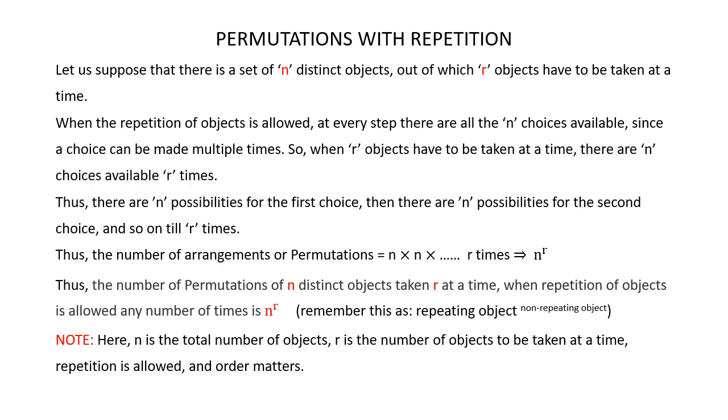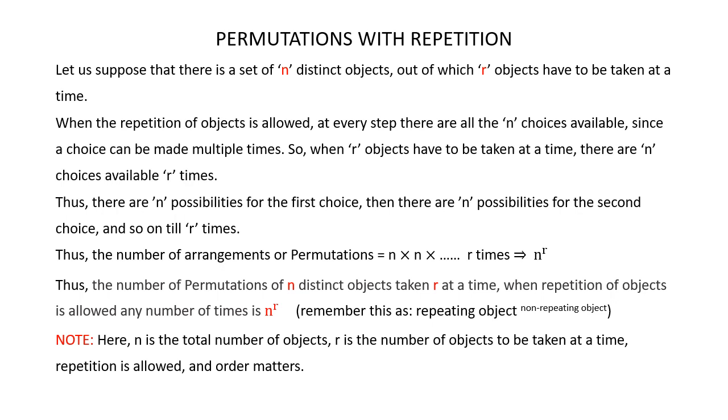Thus, there are n possibilities for the first choice, n possibilities for the second choice, n possibilities for the third choice, and so on till r times. Thus, the number of arrangements or permutations is equal to n multiplied by n multiplied by n and so on till r times, which is nothing but n raised to the power r. Thus, the number of permutations of n distinct objects taken r at a time when repetition of objects is allowed any number of times is n raised to the power r.